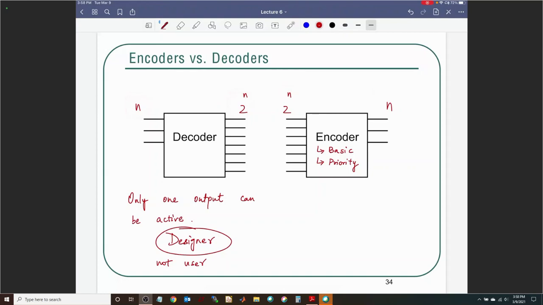However, the story is slightly different when it comes to encoder. For encoder, if over here only one output had to be active, over here only one input should be active, right? Only one input can be active. Who takes the responsibility of that?